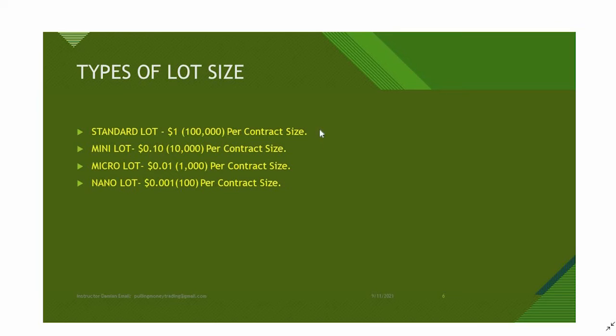However, you don't need to concern yourself with all this, because in the app, the lot size is already calculated. So all you have to do is just put in the amount you want. If you're trading a micro lot and you want to use a 1 cent lot, you put in 1 cent. If you want to use 2 cent, you put in 2 cent. You don't have to worry about calculating this, because it is already set in the trading app. Right, let's move on.